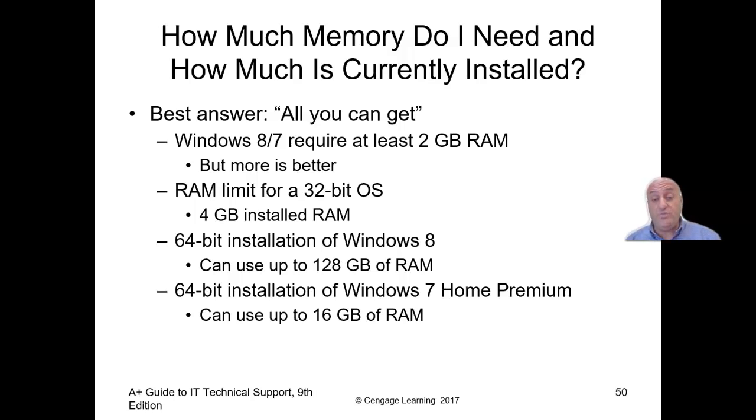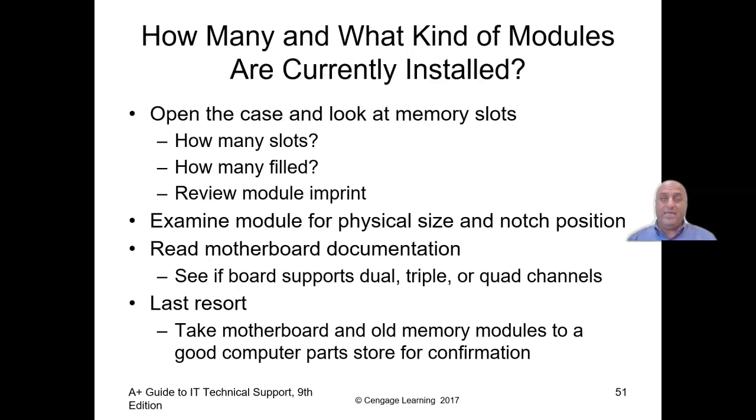So a 64-bit installation of Windows 7 can install up to 16 gig. So different operating systems, different limits. For this example, we can search and you can find the documentation, etc.